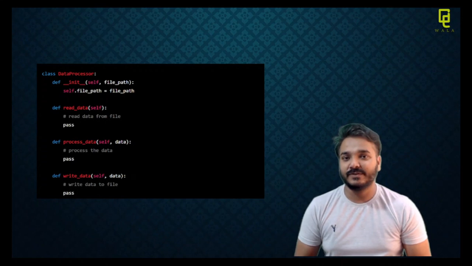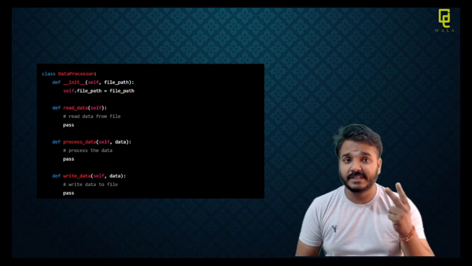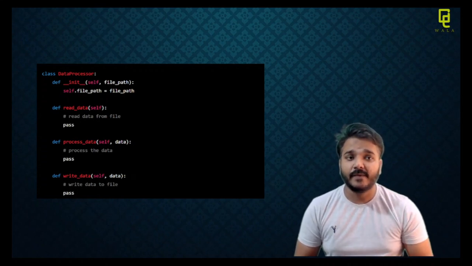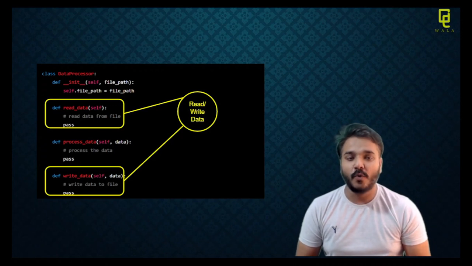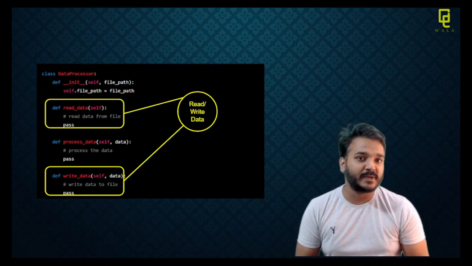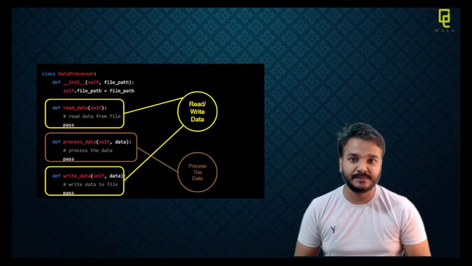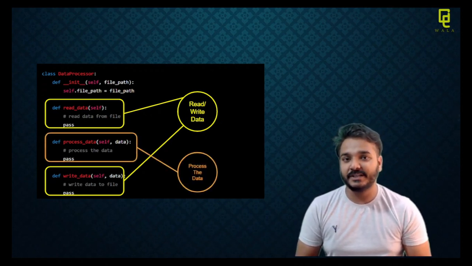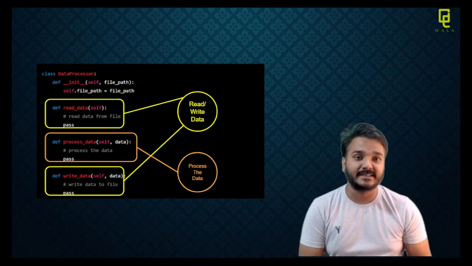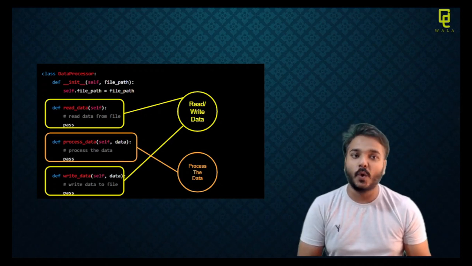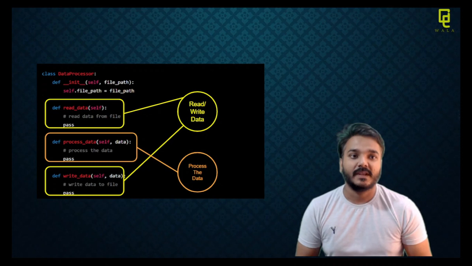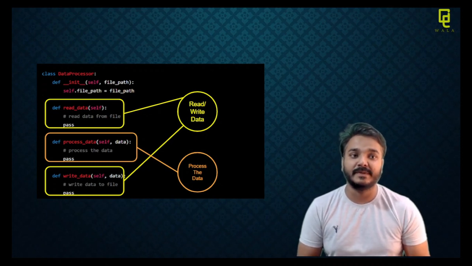Here, the DataProcessor class has three methods: read data, process data, and write data. However, it violates the SRP because it has two responsibilities: reading or writing data from or to a file, and the other responsibility is processing the data. Instead, these two responsibilities should be separated into different classes. They should not be part of one single class, each with their own single responsibility. This is what the single responsibility principle states.